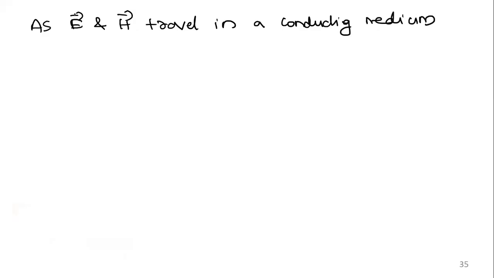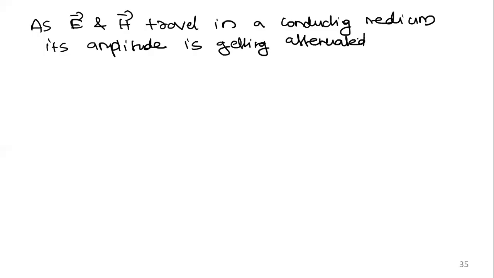So what we can see, as E and H travel in a conducting medium, its amplitude is getting attenuated. I have explained to you how it is getting attenuated. There is a factor of e raised to minus alpha Z. So the wave which is propagating along the Z axis, which has the electric field along X direction and magnetic field along the Y direction, is getting attenuated by a factor of e raised to minus alpha Z, even though it is a good conductor with sigma is equal to infinity.